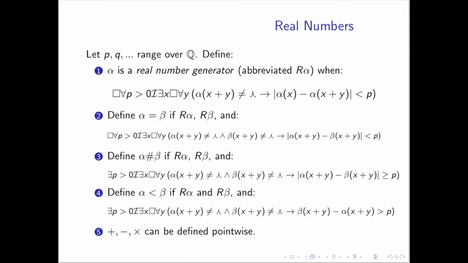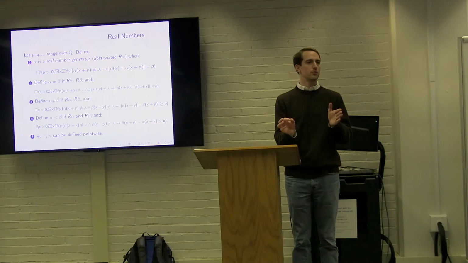And then less than, pretty much familiar, pretty much as usual, you've got some window P such that alpha and beta are separated by at least P after some point, and moreover, alpha is the smaller of the two.